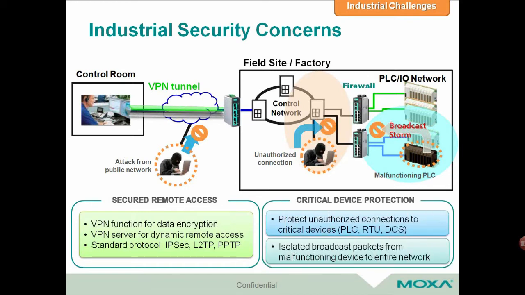The second is critical device protection. In a production environment, not only do you need to protect critical devices from unauthorized access, but you also need to protect the network from other devices on the network. For example, a malfunctioning PLC, if not properly isolated, could easily broadcast enough traffic to bring down the entire network.